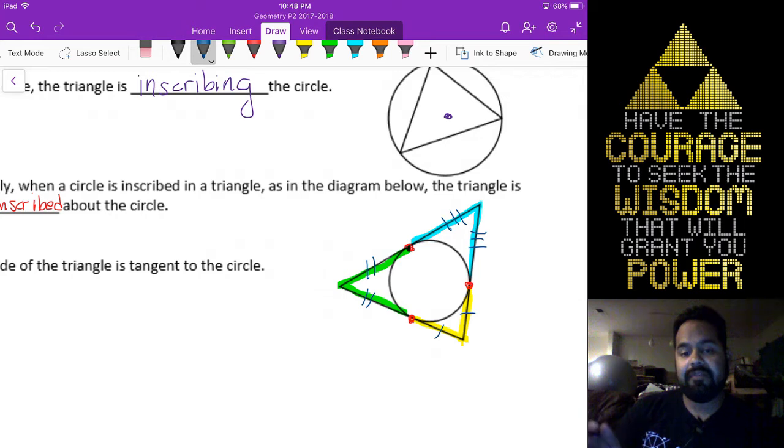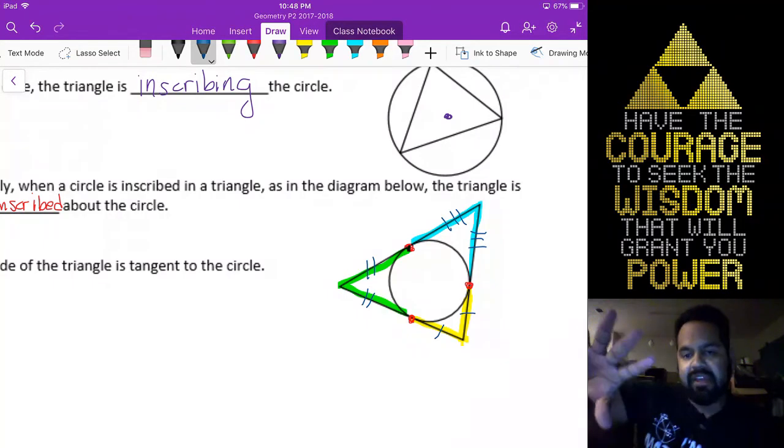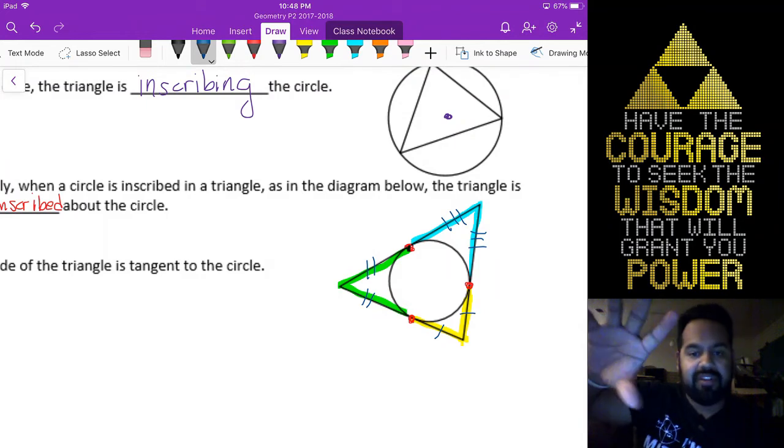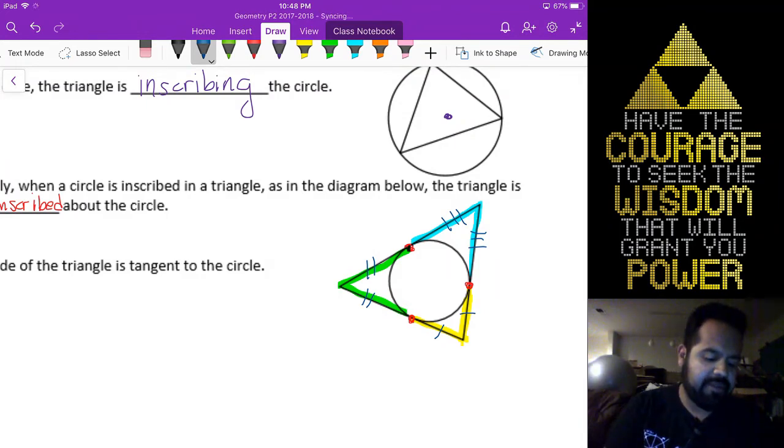So the easiest way of remembering is that the corners of your triangle, or whatever gets inscribed or circumscribed, are going to end up being congruent in those spots.